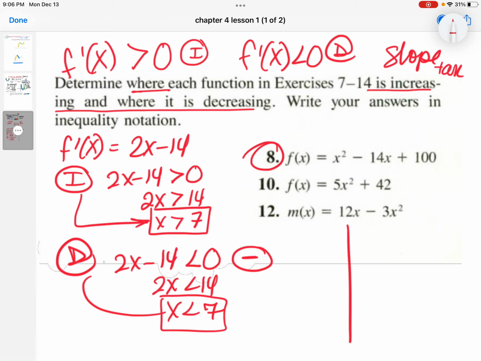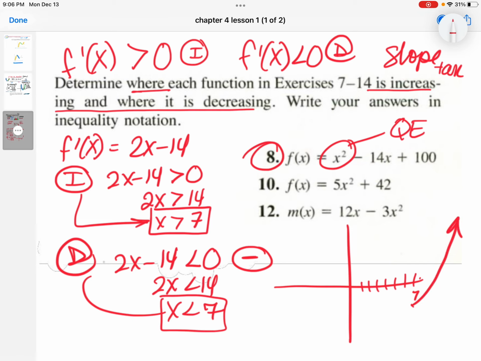So let's just get a sketch there. Again, we know it's a parabola because it's a second degree equation. And we're saying 1, 2, 3, 4, 5, 6, 7. It is, let's see, increasing here, decreasing on this side. And that's it.